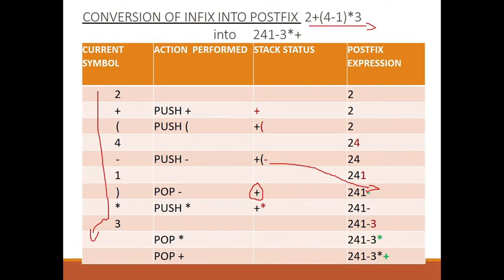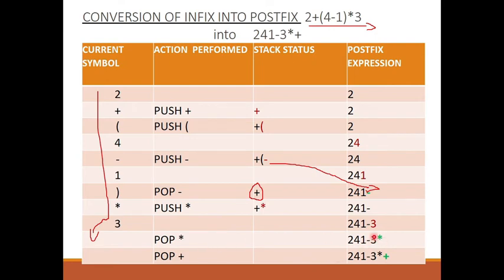Now for the next thing, we have push asterisk. So there will be an additional value on the stack, which is plus and asterisk. And then we have 3, which goes again to the postfix expression. Now there's no more character in the equation, so we are through with the symbols. Now popping, the asterisk I should say, as it was the topmost of the stack status.